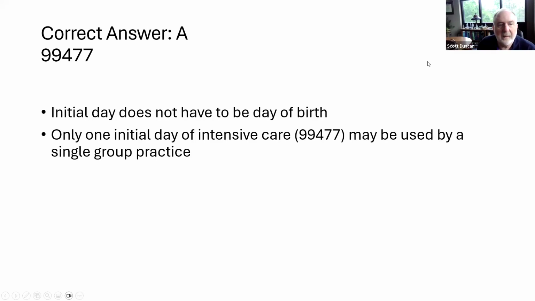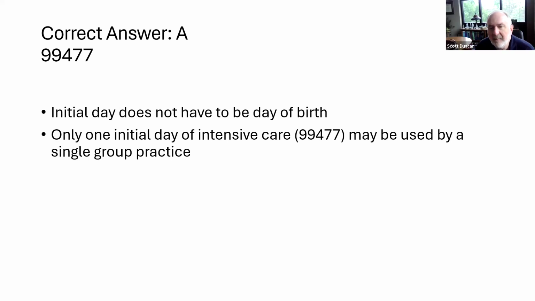So on this one, the 99477 admission code. One thing to note on here, the initial day does not have to be the day of birth. You can only get one initial intensive care code by a single group practice per hospitalization. There are some other nuances to this.